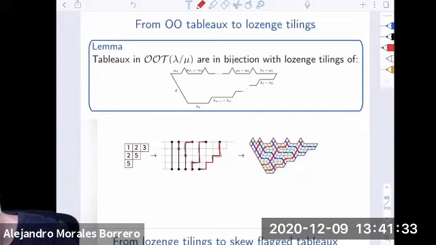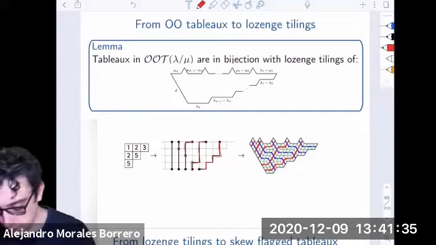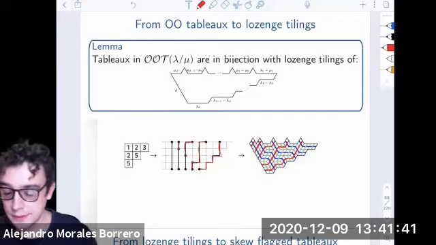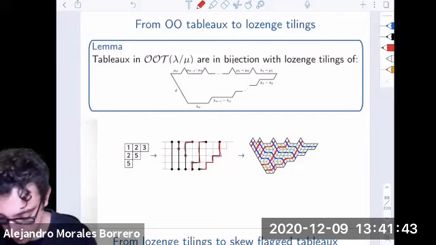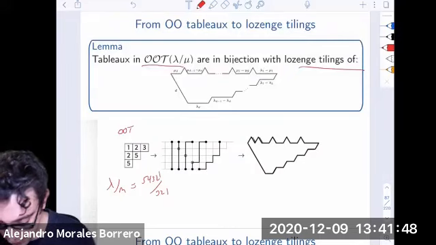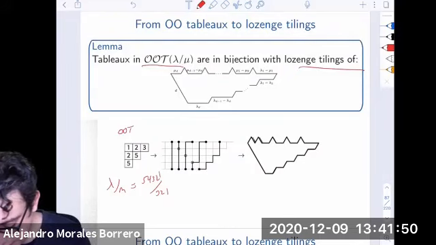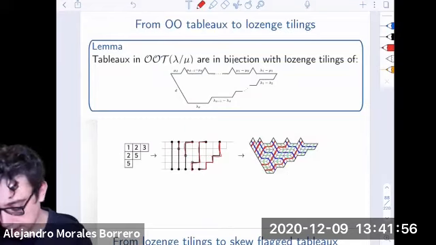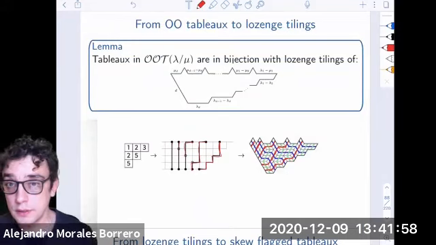So I claim that all these red paths here correspond to these red paths here. And once you have these red paths, they define a lozenge tiling of this region. So you get a bijection from these tableaux to a certain lozenge tiling, which, when you fill it up, is if you had this and you forgot about all the green, red, and blue paths. So you get a lozenge tiling of that region.